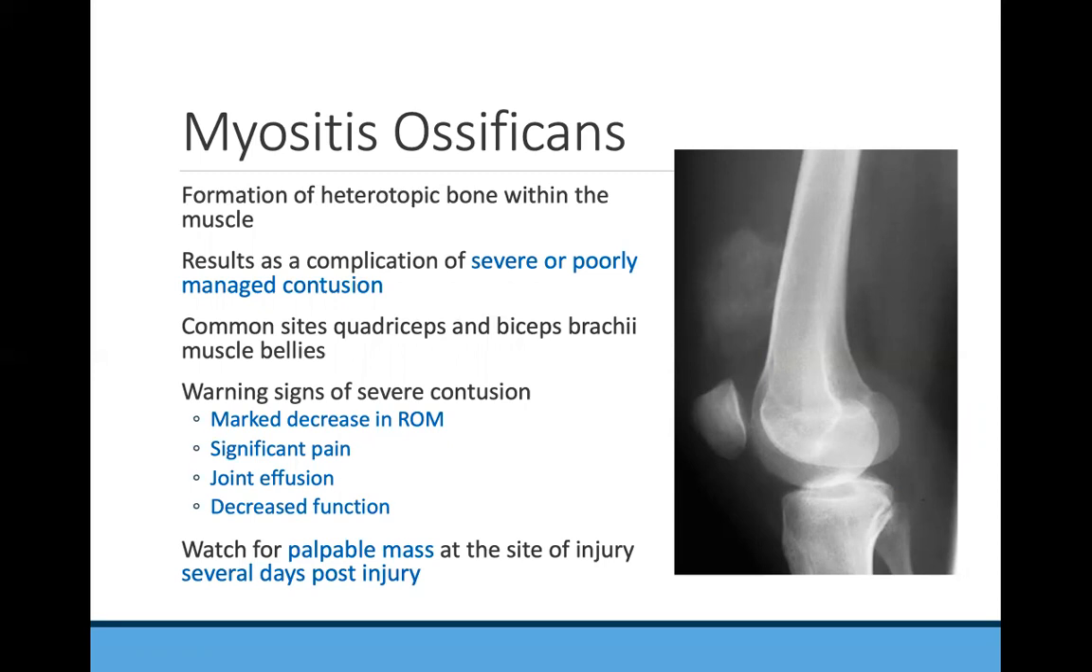So that results in a contusion, and if it's poorly managed or if it's severe, it can progress to myositis ossificans. Warning signs of a severe contusion include an individual with marked decrease in the range of motion, significant pain, joint effusion, and then lastly, decreased function. Here we'd want to watch for a palpable mass at the site of injury that can show up several days post-injury. So here we want to be aware of myositis ossificans in adolescent athletes that we may be treating for a contusion.